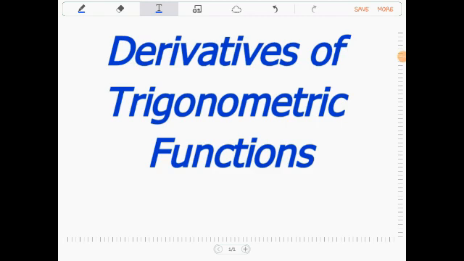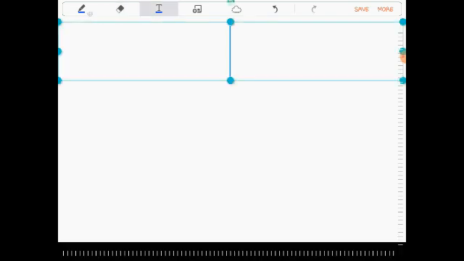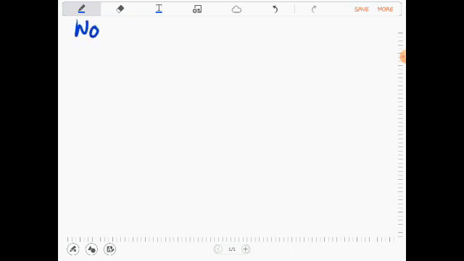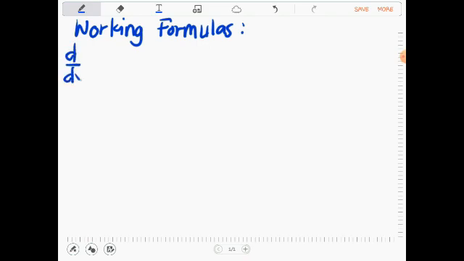Derivatives of trigonometric functions. So dito sa video na ito, i-discuss ko yung applications ng trigonometric functions sa ating derivative. Okay? So first, introduce ko muna sa inyo yung ating working formulas. So yung ating working formulas na kailangan i-memorize ay makikita natin sa ating module at sa ating mga references. Okay? So for the derivative of a function sine of x, that would be equals to cosine of x.